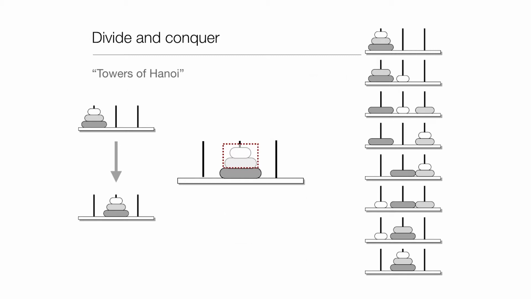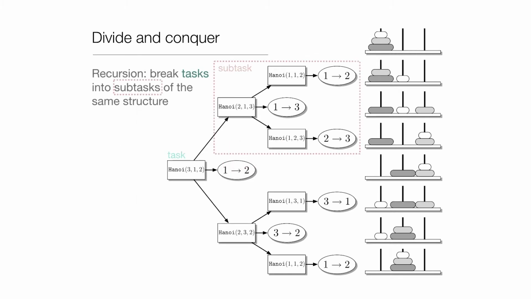If we break all this down into a tree of moves, we get something like this. This is what we would call a recursive algorithm, and this notation, Hanoi 1, 2, 3, means, for instance, move disk number 1, the smallest, from peg 2 to peg 3. And so you see how this tree breaks the puzzle down into smaller pieces.